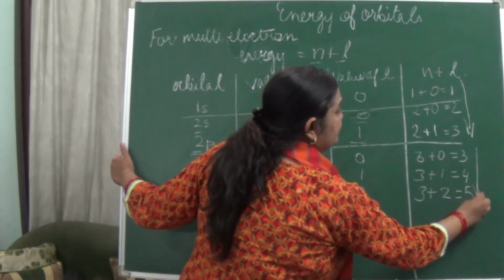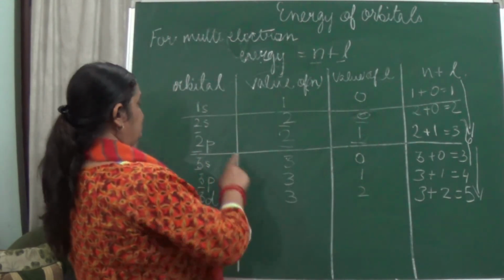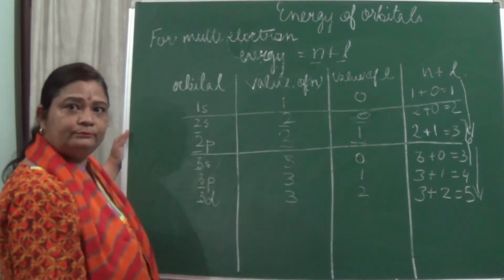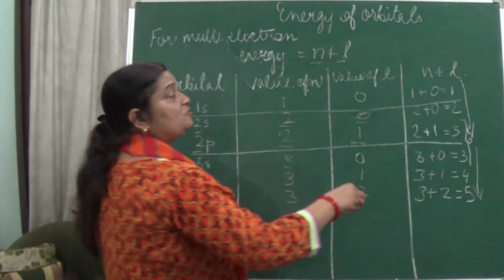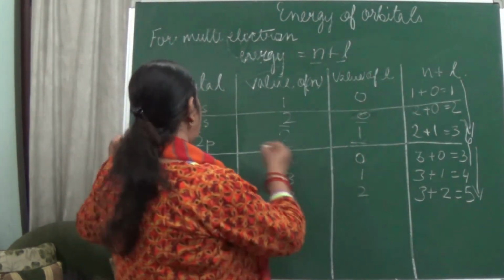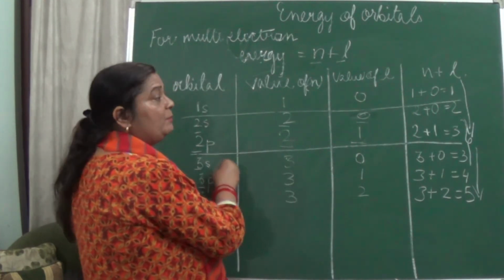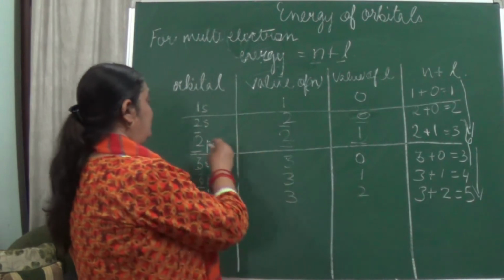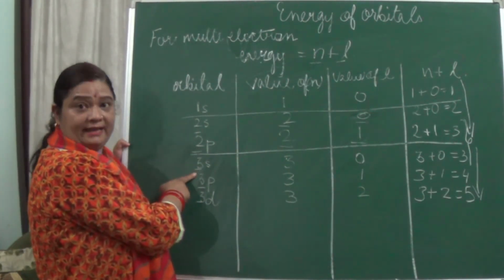Here also energy is increasing, but one thing you can see over here is that 2p and 3s have the same energy value, isn't it? So now, which will be written earlier? 2p will be written first, and only after that 3s will be written, because the principal quantum number of 2p is less than that of 3s.